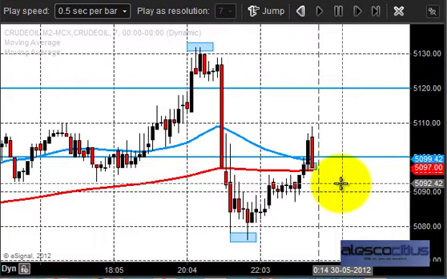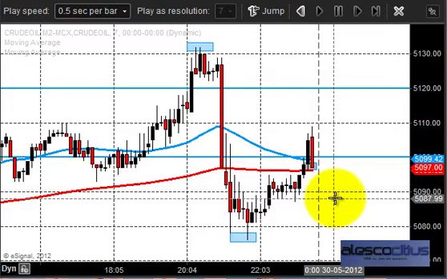We need to follow this NYMEX, we need to keep track of the NYMEX price actions also, the international prices also, in order to have a clear view about the market.